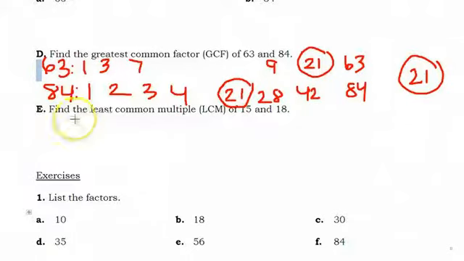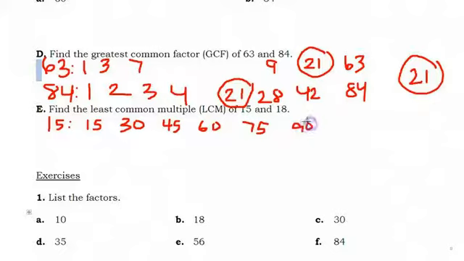Last example, letter E, says find the least common multiple of 15 and 18. So we'll start by listing multiples of 15, and I'll just kind of go up a ways till I feel like I have enough. Okay, now I'm going to list some multiples of 18. And I know my 15s, but I don't know my 18s. So I'm just going to start on my calculator with 18 and keep adding 18 to it.